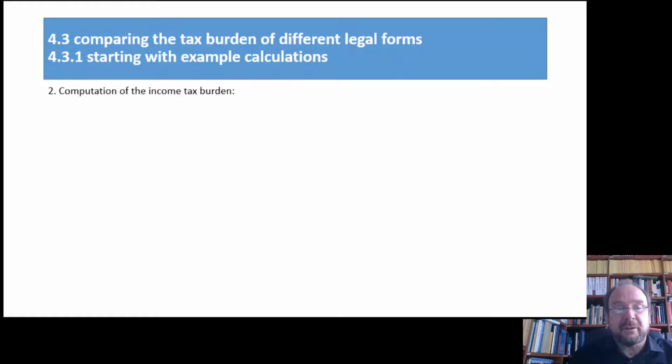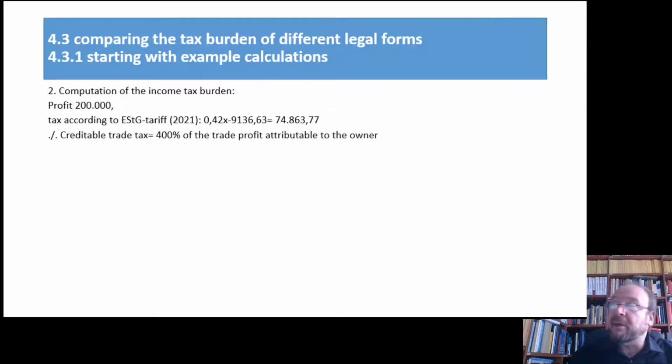Now let's go on. Let's compute the income tax burden for our sole trader. The profit is 200,000. The tax according to the income tax tariff for 2021 is 74,863, but a part of the trade tax burden based on 400% on the trade profit attributable to the owner can be credited. That is here 52,850. So only an amount of 22,013 remains as income tax burden.